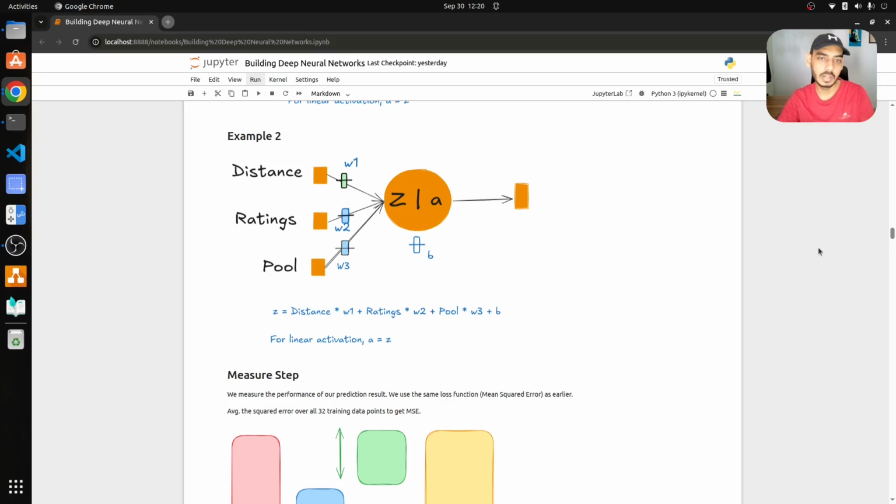Now let's talk about another example where we have three features instead of two. Along with distance and ratings, we also have pool, whether the hotel has a pool or not. Now there are three weights corresponding to those features, which are W1, W2 and W3. Since there is still only one neuron, we have only one bias. So what we do is multiply distance with weight W1, ratings with W2, pool with W3, plus b, which gives you z. If you pass it through the activation function, which is linear, then a is equal to z, and finally we get our output.